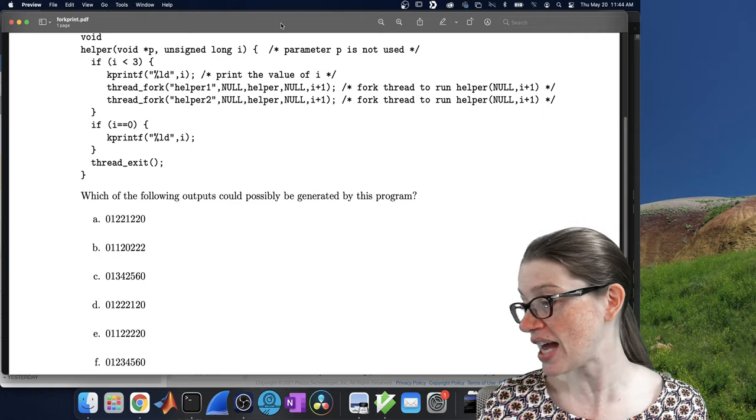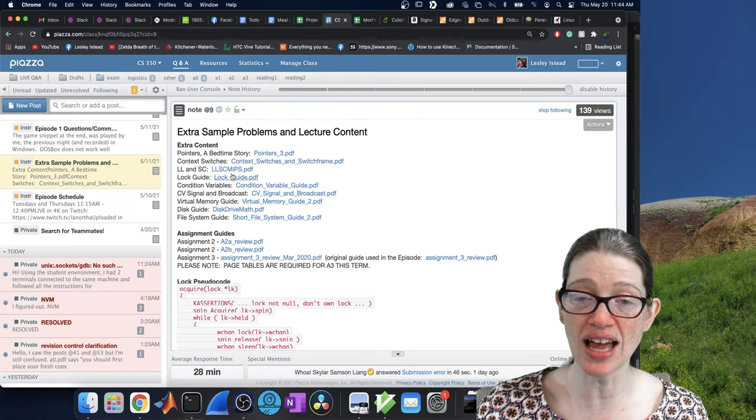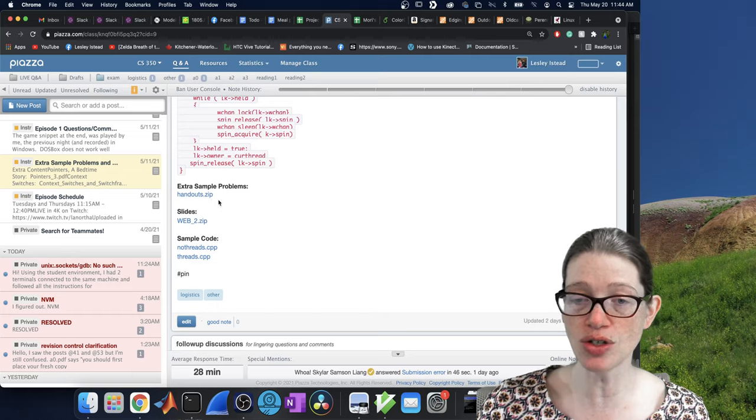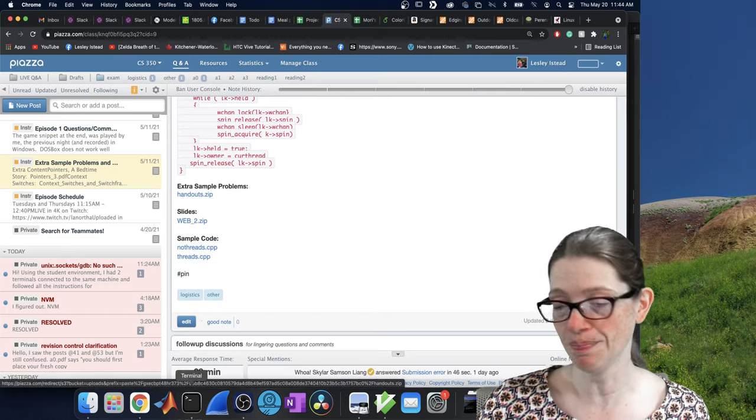And for the person on Twitch asking where you find this file: if you go into Piazza, extra sample problems and lecture content, scroll down to extra sample problems, and there's a handouts.zip. It's in there.